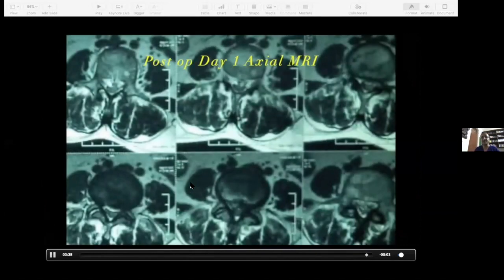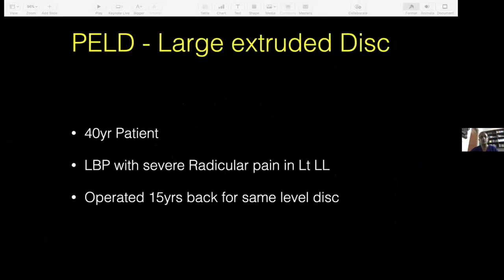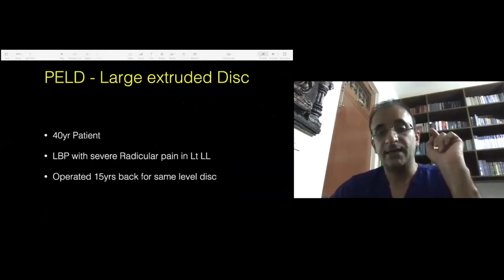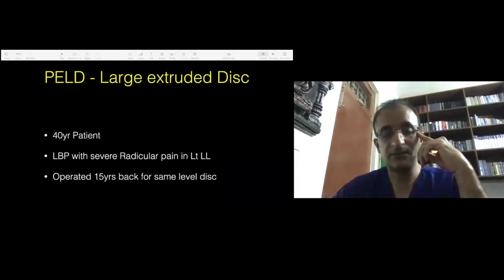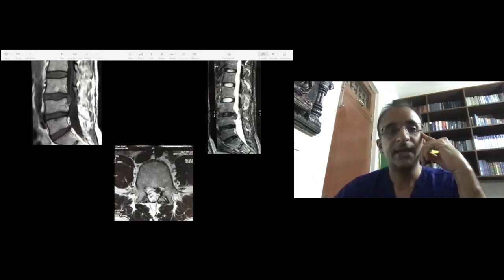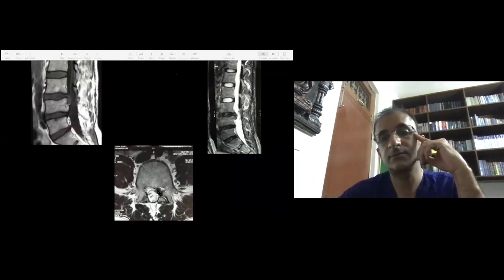These were the axial cuts. I've already shared this video with a few. This is another lady with PLD, 40 years. She was, no, this is a male patient, I'm sorry, 40-year-old. He was operated 15 years back through the posterior approach. And this was the large fragment here, okay?